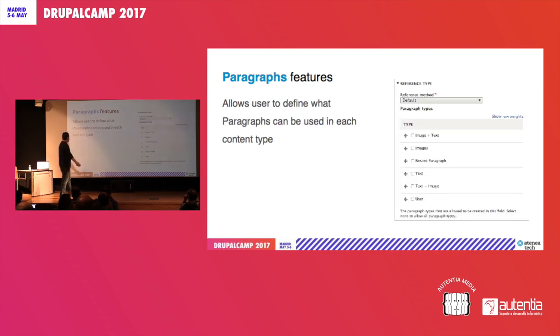It's really, really nice. The other thing that we can do is to define which paragraphs can be used in each content type. It means that we can have a big bundle of paragraphs, and then we can say we will have only image plus text and text in the content type article. But in another content type, we can have other different types of paragraph bundles. We can choose it.